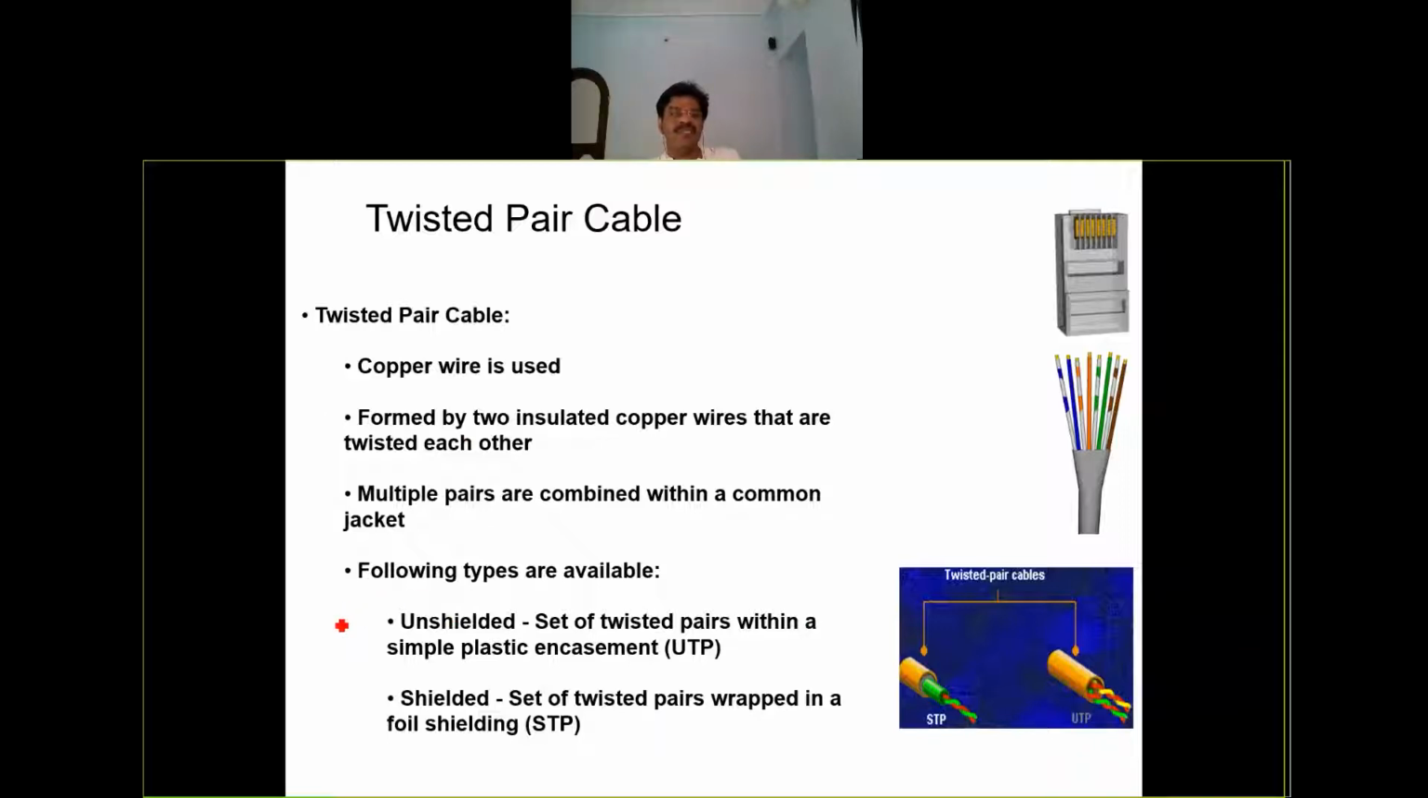The cost is very, very low. We normally get a 2 foot patch cord for almost 5 to 10 rupees. The cable that I have shown you, this particular patch cord, is available for just 5 to 10, depending again upon the quality of the cable and the quality of the connectors.